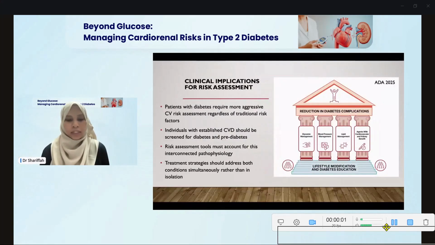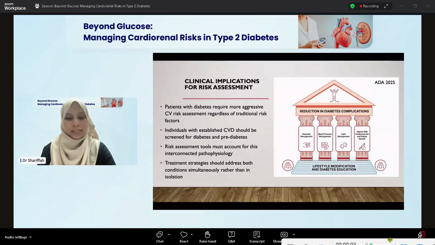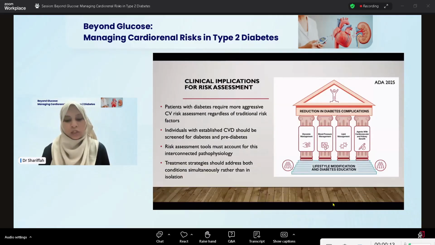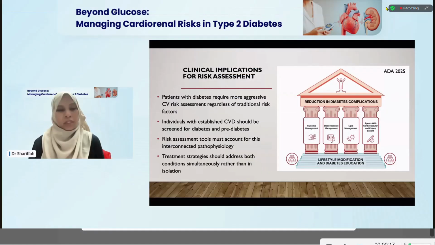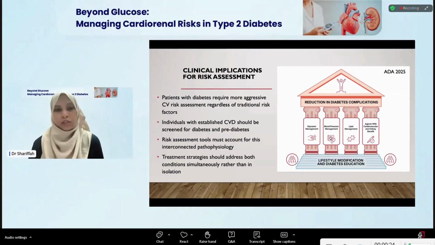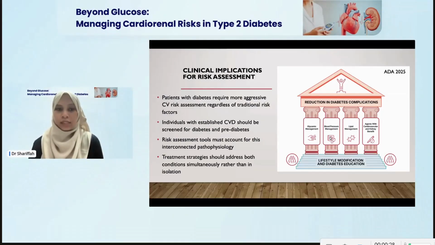The clinical implications: why is it important to understand this relationship? So these are the clinical implications for risk assessment. Patients with diabetes require more aggressive risk assessment regardless of traditional risk factors. This includes things like obesity, sedentary lifestyle, family history of diabetes. So as long as you have diabetes, it requires more aggressive cardiovascular risk assessment to reduce your long-term risk of getting cardiovascular disease in future.